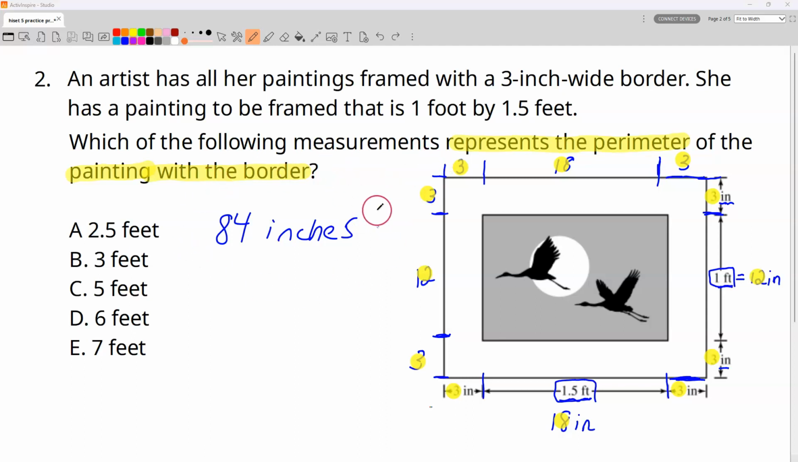So this is my answer, 84 inches. Uh-oh, there's a problem though. Well, hopefully you see the problem. Our answer choices are in feet. And my answer is in inches, so I need to change 84 inches to feet. Well, we can do this. I'm going to write the 84 inches down here. Okay. This was our answer.